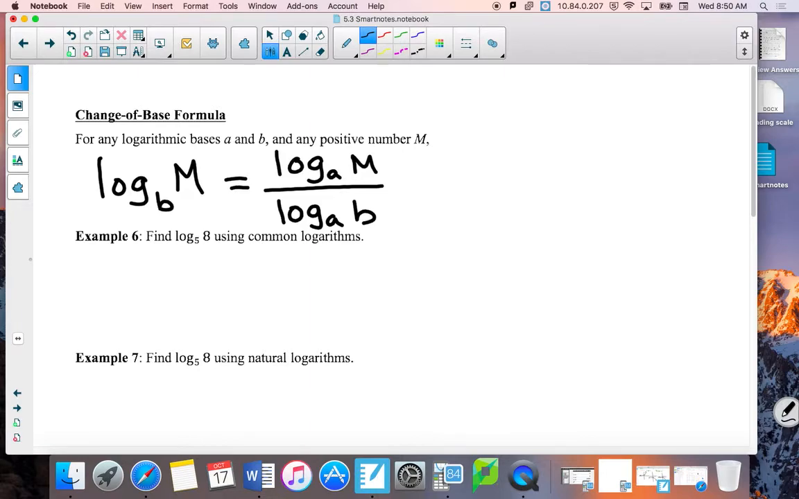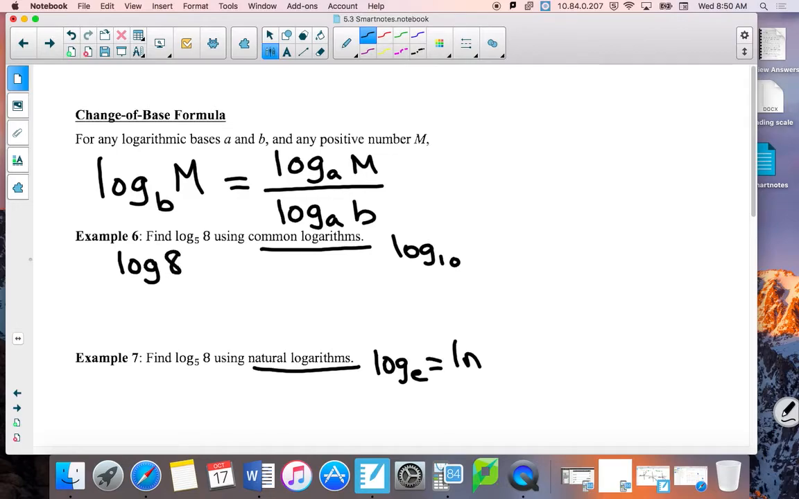So example 6 and 7, I'm going to write this first one using a common log. And remember, common log is log base 10. And then on the second one, we're going to use natural log, which is log base e, which we write as ln. So I'm just going to use the formula listed above. The first one, common log, the second one, natural log. So this would look like log base 10, I don't need to write it, of 8 divided by log base 10 of 5. On the second one, it would be the natural log of 8 divided by the natural log of 5.